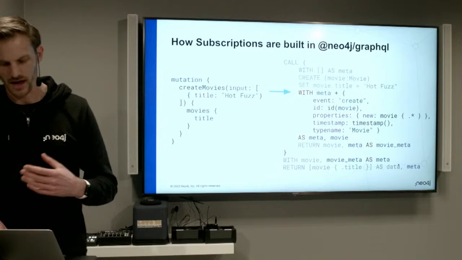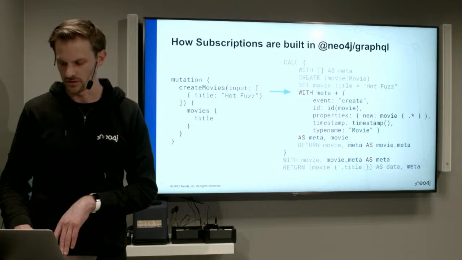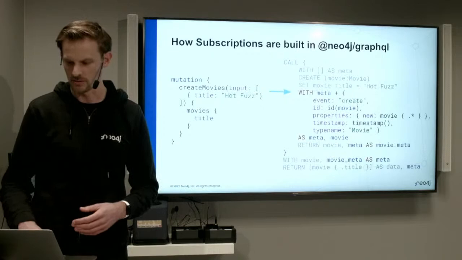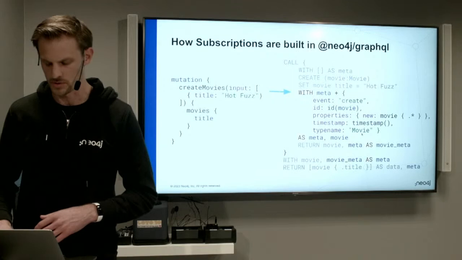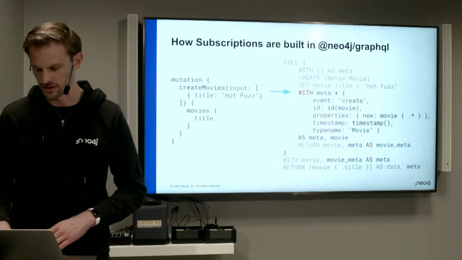So once this has executed against the database, the Neo4j GraphQL library will see, this particular mutation contains metadata. So do I have subscribers for this create movie event? Yes, no? Oh, yes, cool. Then let's send this subscription event to those subscribers. And this means we have full database consistency and we can inform as many subscribers as we want without affecting the database, or the database performance, I should say.